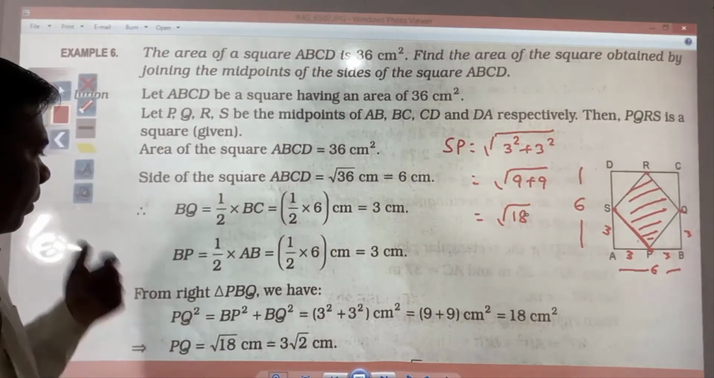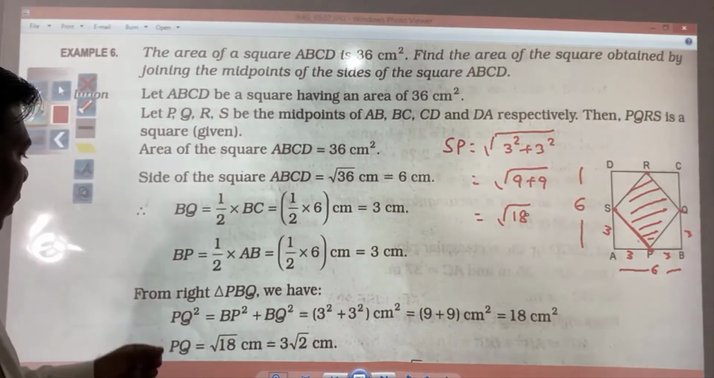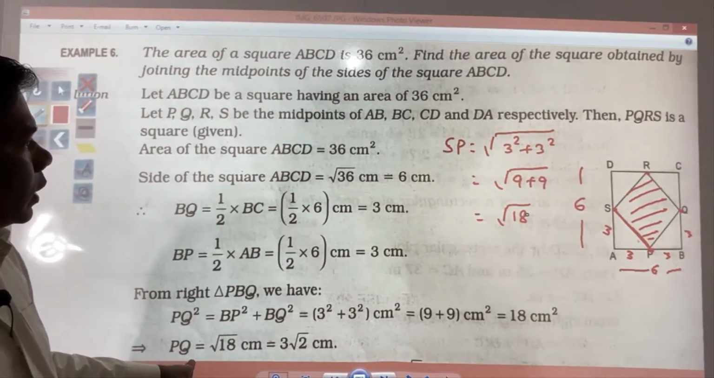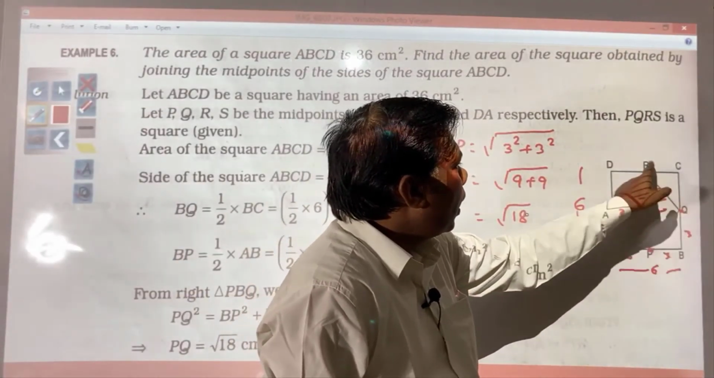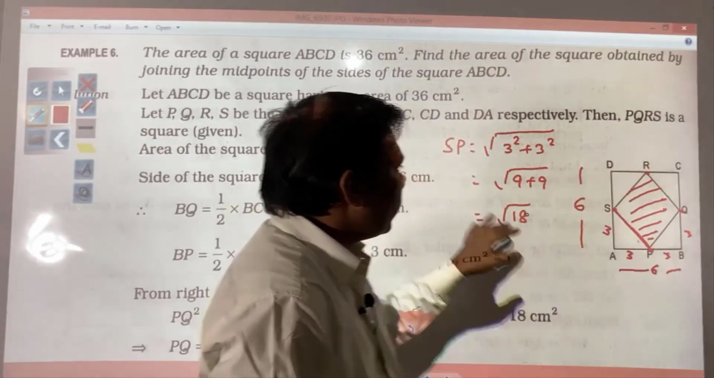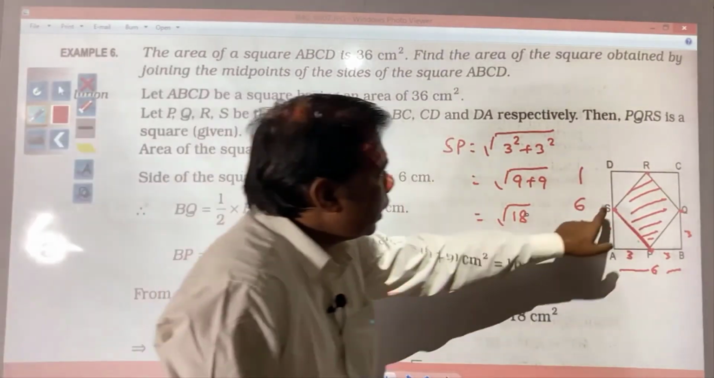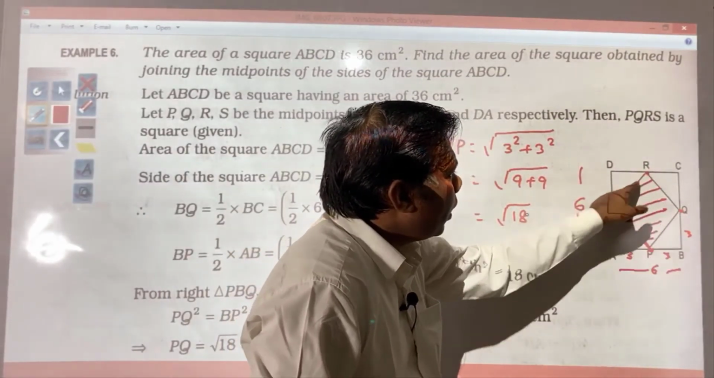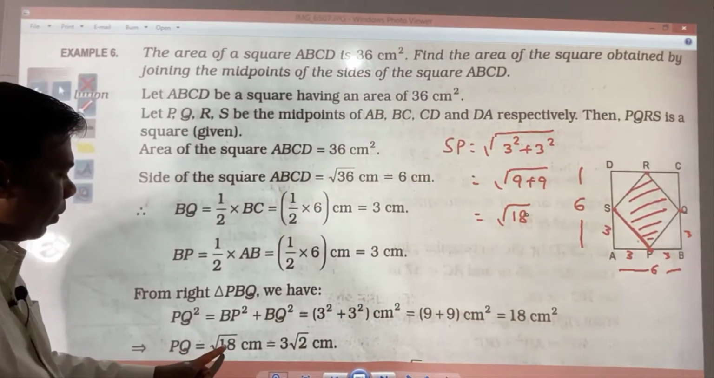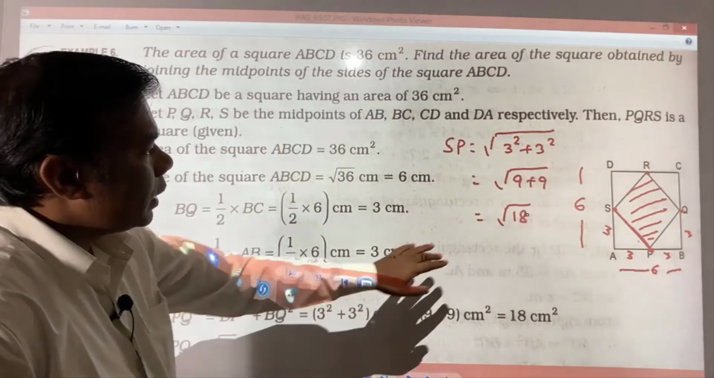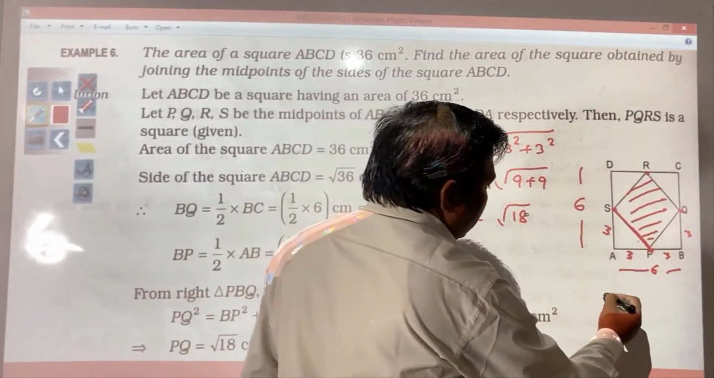Here you see, you have found out SP or PQ, whichever you write. Either PQ you find out or RQ you find out or SR, it will come all equal because this will also become a square. So PQ you have got root under 18, or if you are simplifying this, you simplify this.